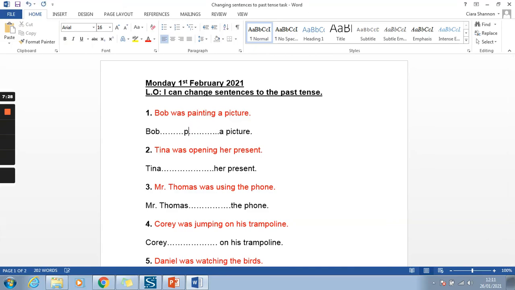Okay, so that's going to be your task today, just to look through them. Don't worry if you get stuck on one or it's too tricky. That's okay. Just go through them and do as many as you possibly can, just to get your practice in writing in the past tense.